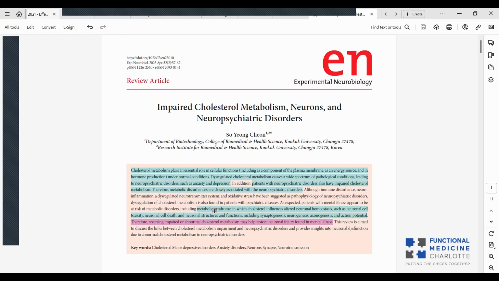So all the things that could contribute to metabolic syndrome or metabolic dysfunction can impact the brain. So dementia or Alzheimer's is known in some circles as type 3 diabetes. It's insulin resistance in the brain. So we want to understand not just, oh, we got to get their LDL down. It's like, well, are they insulin sensitive? Maybe they're demented because they have diabetes of the brain. They have type 3 diabetes. And so here in purple, therefore, reversing impaired or abnormal cholesterol metabolism may help restore neuronal injury found in mental illness. Yes, but a layer deeper would be reversing whatever's impairing cholesterol metabolism is likely to do it.